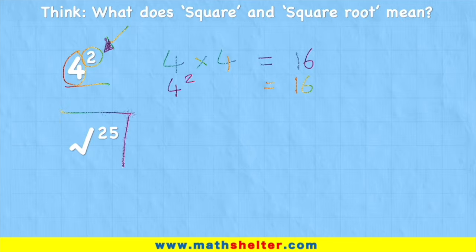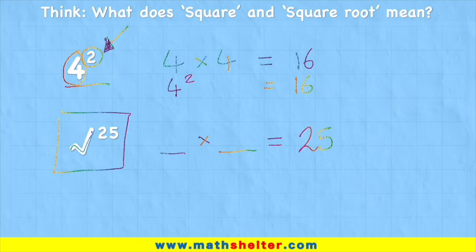And square root is basically the opposite. So we have the square root here of 25. It means our answer is 25. And what it's asking us is what 2 numbers that have to be the same can we multiply to each other to get the answer 25?